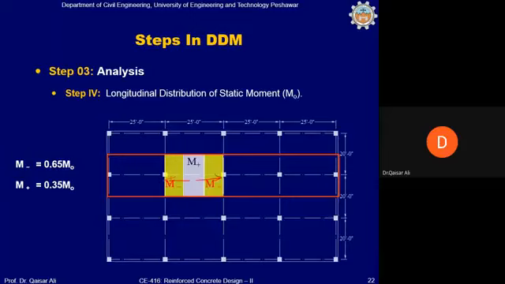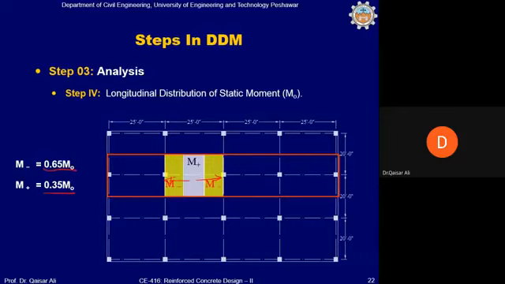Along the length of this span, M naught is distributed into negative bending moment and positive bending moment, because we have negative bending moments at the supports and positive bending moments at mid span. The negative bending moment value is 0.65 M naught, and the positive bending moment value is 0.35 M naught. This is called the longitudinal distribution of the bending moment M naught.